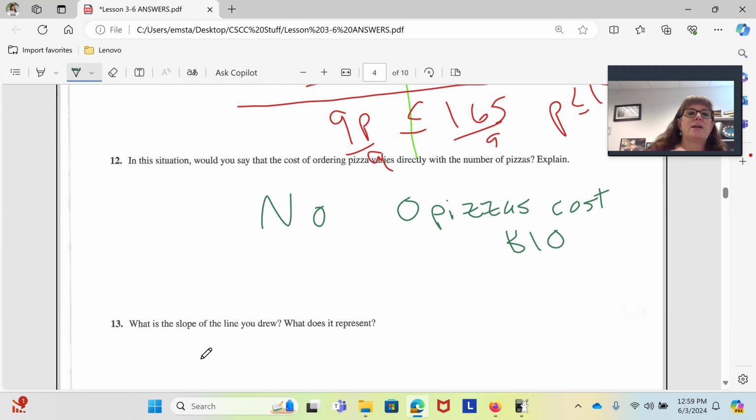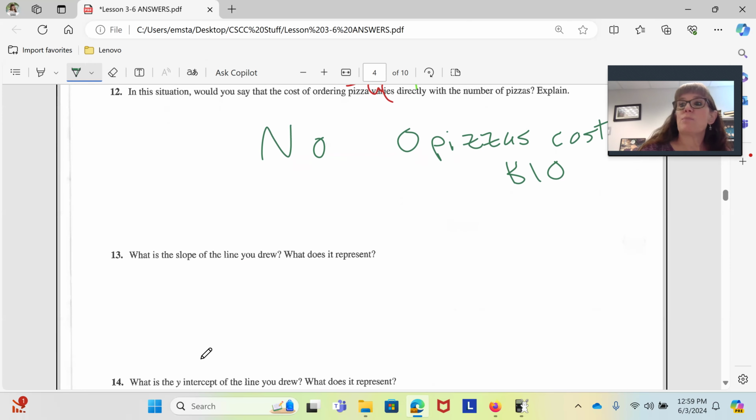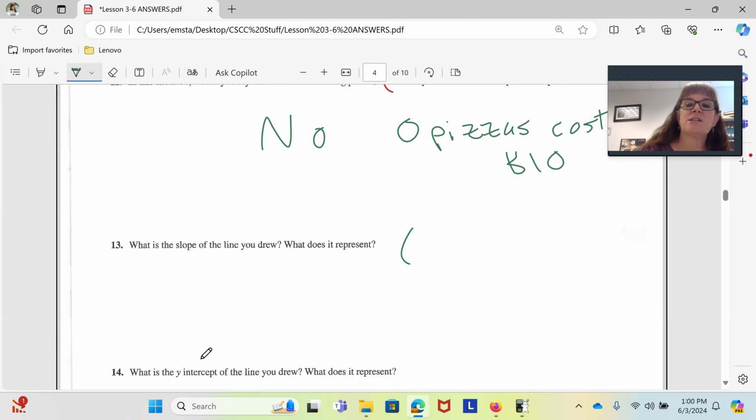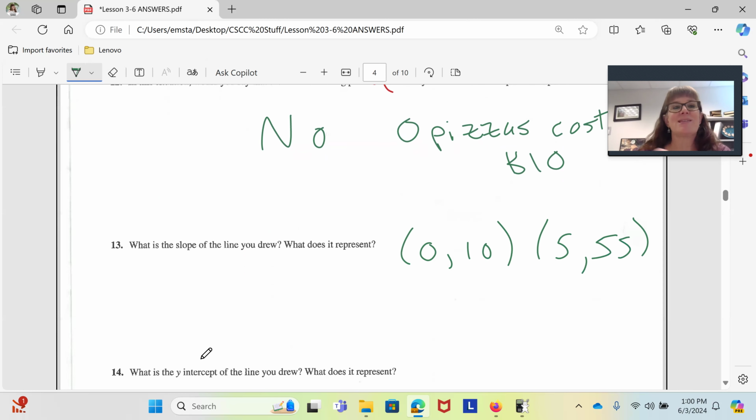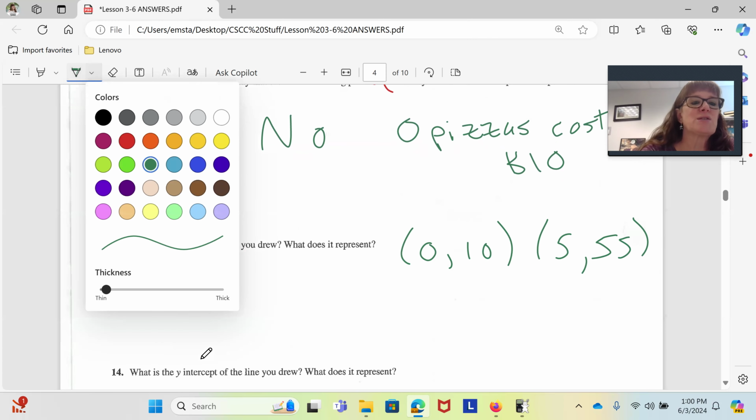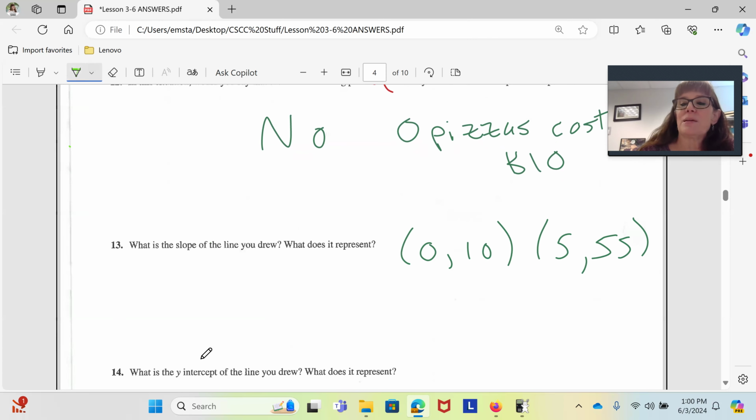What is the slope of the line we drew? So let's again write down some of the ordered pairs from that line. I know we went through 0, 10, and we went through 5, 55. You'll notice I often use the smaller numbers. They're just easier to work with. You can use any pair of numbers, and it's good practice to try it with some others.